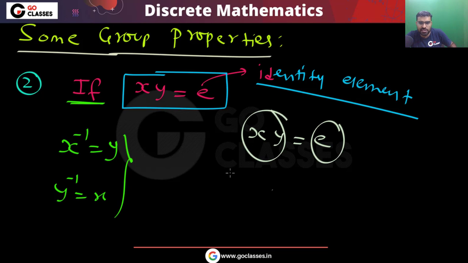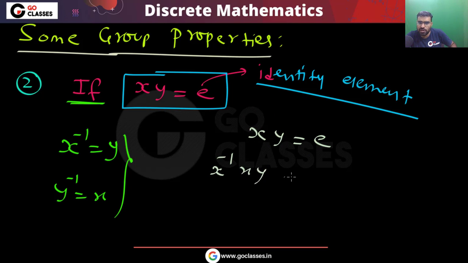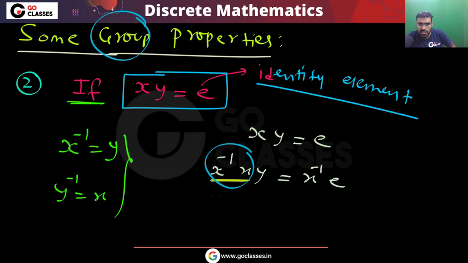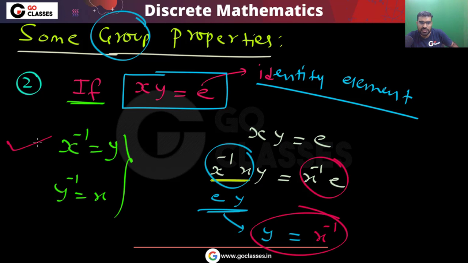This value is same as this value. So you can multiply both of them with x inverse on the LHS. Let's multiply with x inverse. Now you can easily notice, first of all, what is this? x inverse x. Remember, group is associative, so I can calculate this x inverse x first. This is E. What is EY? EY is same as y. What is x inverse E? That is same as x inverse. So finally you can notice that x inverse will be y.